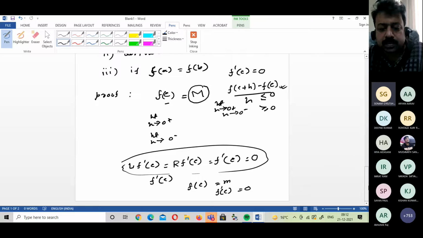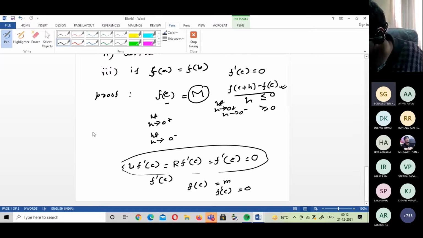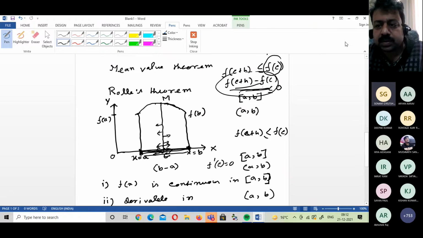Sir, one doubt. Now we are taking f dash of x equals 0. Can we conclude that f of x is a constant function? Good question. There are three cases. f of x may be a constant, then automatically it will be 0. This is one case I am showing. There may be other cases. You can take the minimum value, small m, and you can prove it.